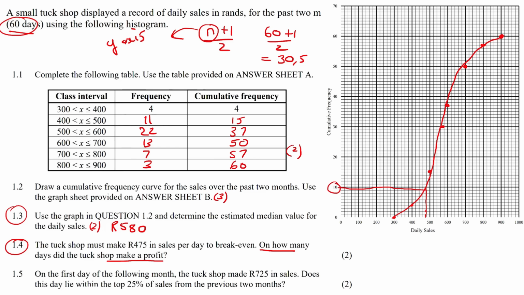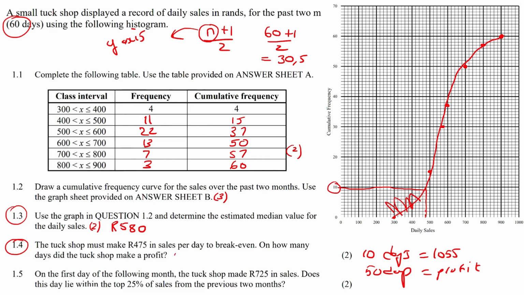Okay? So what does that mean? It means that on all of the 10 days below, they made a loss. And then on the other 50 days, because remember there's 60 days in total, which is all of this above, that's all going to be profit. So the question said, on how many days did the tuck shop make a profit? 50 days. Not bad. 50 out of 60. Not too bad.